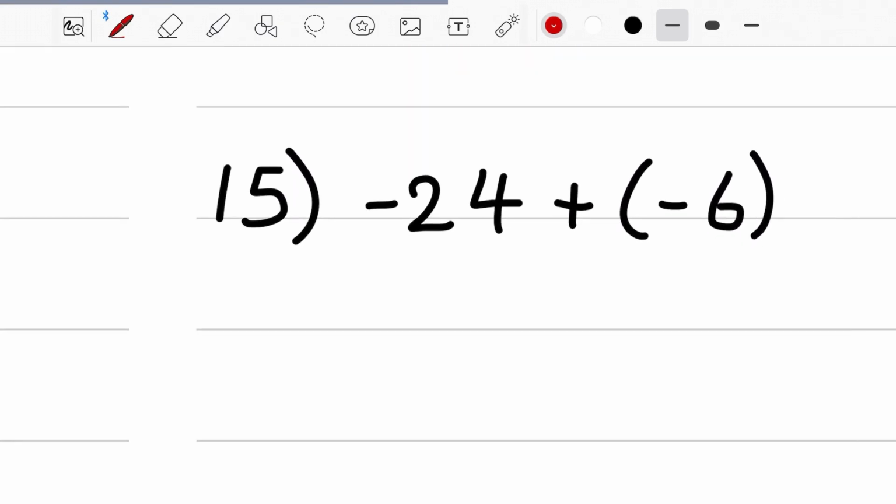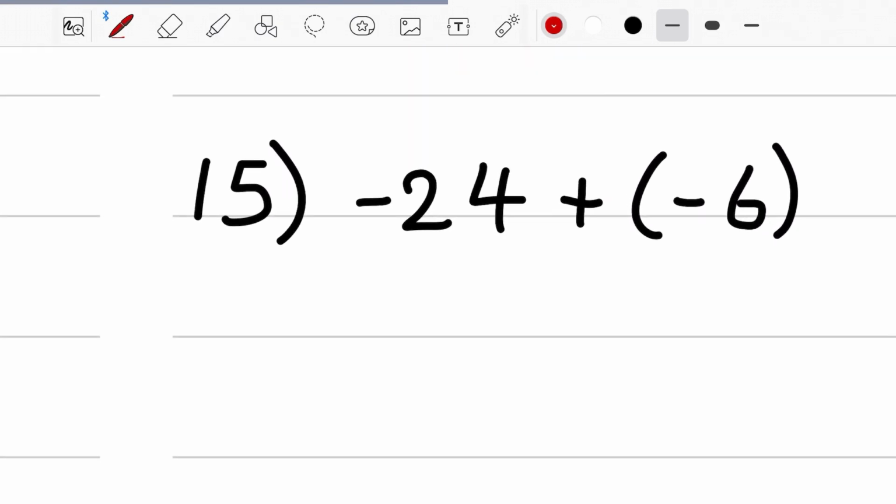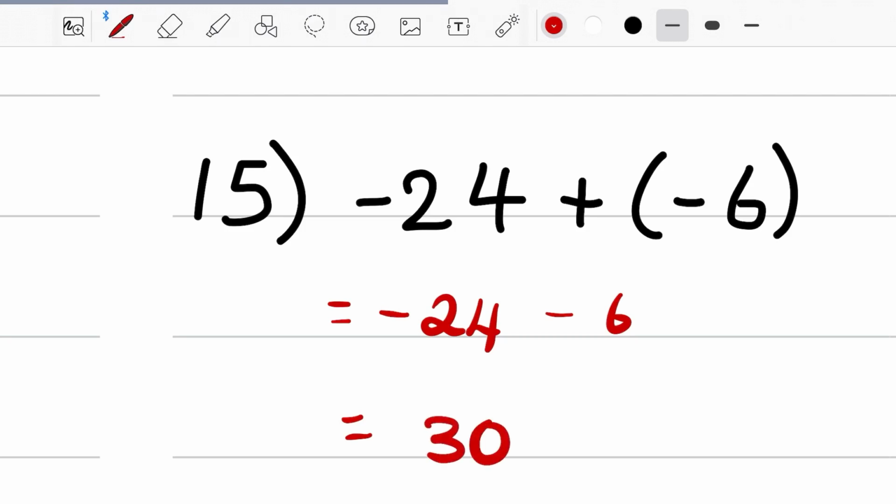Moving on to question 15. We have minus 24 plus minus 6. That will simplify to minus 24 minus 6. Signs are the same, so we add 24 and 6, we get 30, right? And they're both negative, so your answer is negative 30.